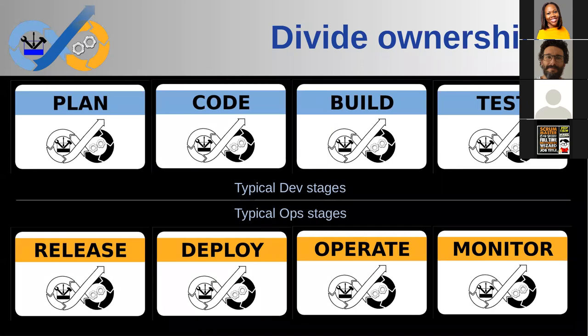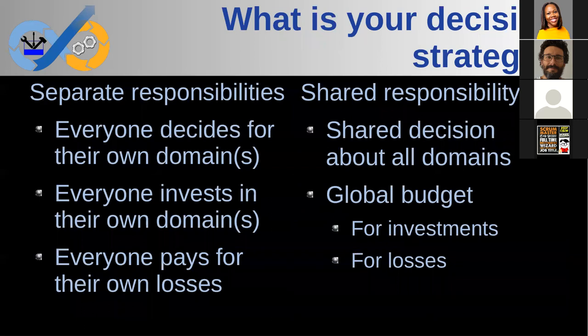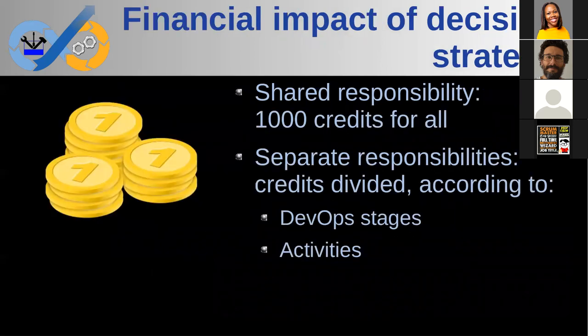You could go for a division of ownership. So you have the different activities, the different stages on your board, and you could say each person takes one or more stages as their responsibility, as ownership. It means that this person can decide on their own, with their own budget, what to improve. But it also means that you have limited budget, because you only have a part of it based on the number of activities you're doing in that stage. But we skip this for now.